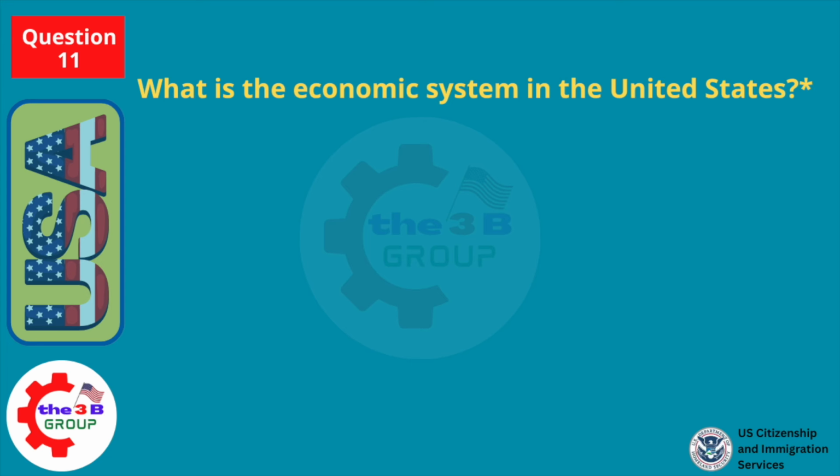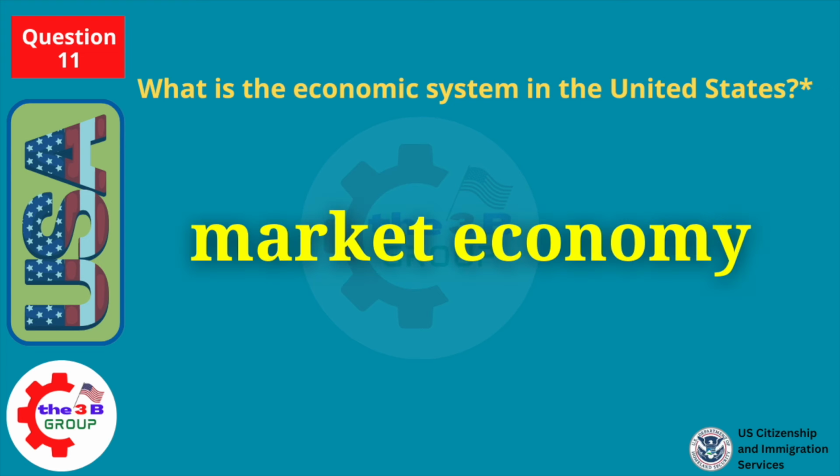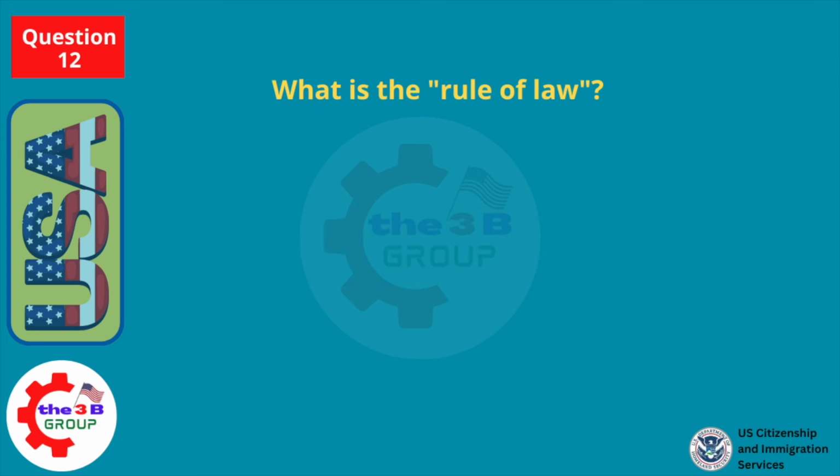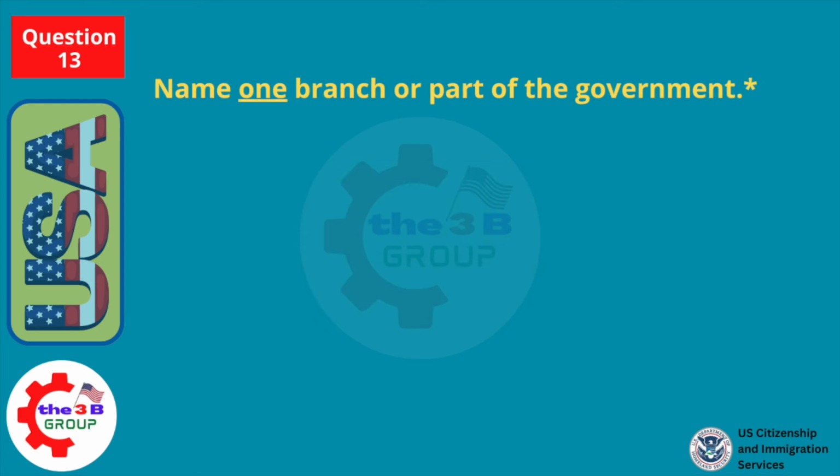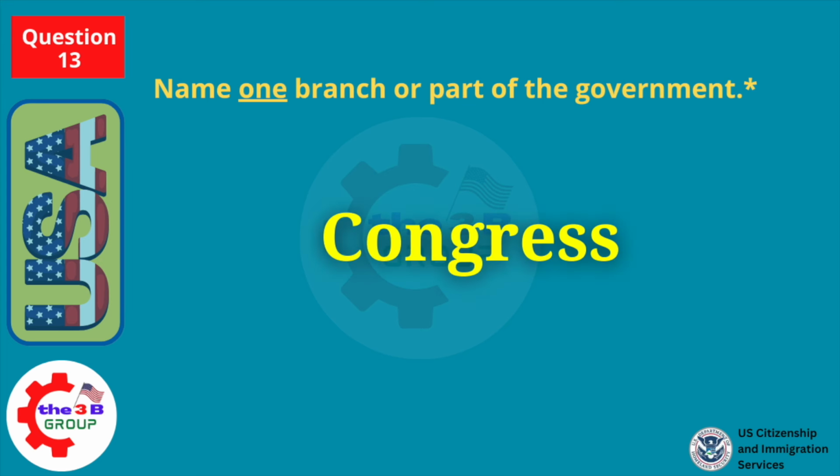What is the economic system in the United States? Market economy. What is the rule of law? Everyone must follow the law. Name one branch or part of the government. Congress.